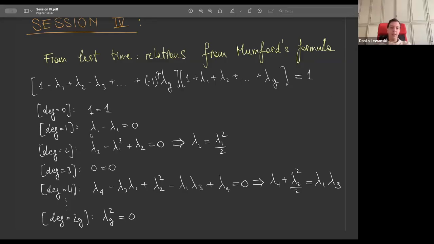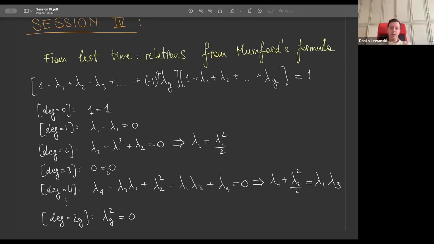So now in degree 0, I get 1 equal to 1, which is not very interesting. For degree 1, I get lambda 1 minus lambda 1 equal to 0. This is also not very interesting. For degree 2, we get lambda 2 minus lambda 1 squared plus lambda 2, that is 0. So that gives us the relation that we want, lambda 2 equal to lambda 1 squared divided by 2. Then in degree 3, again, we get nothing.